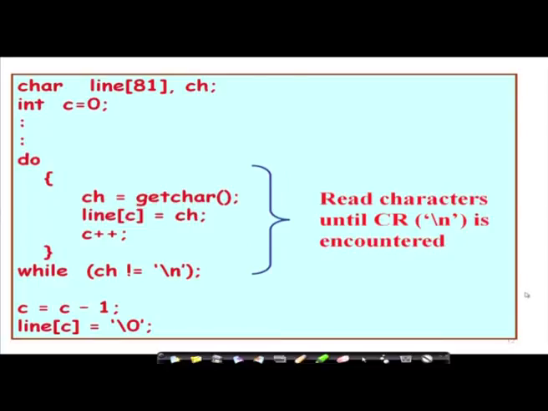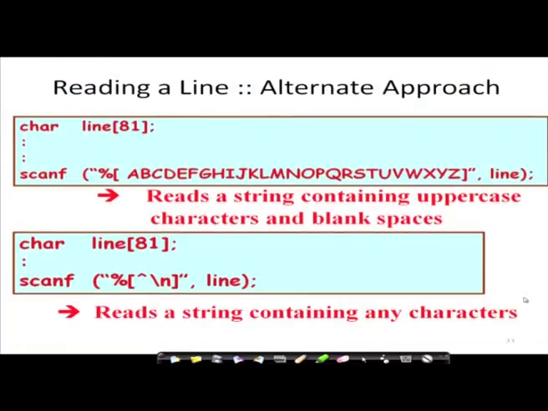So, here we have read the character until the carriage return or backslash n is encountered, and then we make it a valid string by replacing backslash n by backslash 0. Okay. An alternative approach of reading a line can be this, that I just specify the format. Till now what we have seen is that our formats could be percentage %s, percentage %d, percentage %f, like that. I can also specify my format in this way.